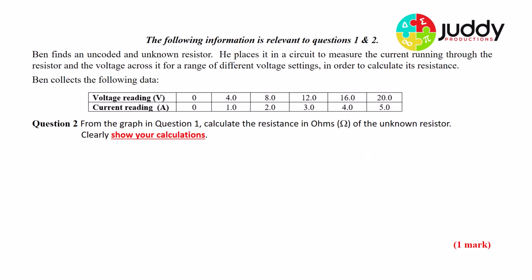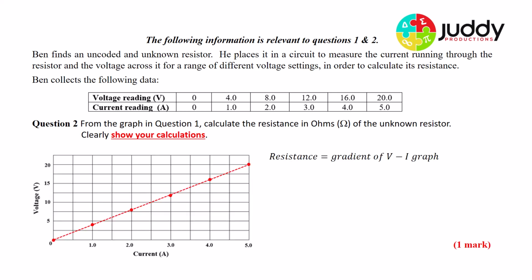Question number 2. From the graph in question 1, calculate the resistance in ohms of the unknown resistor. Clearly show your calculations. So here's our graph. Now the resistance of this ohmic device is equal to the gradient of the VI graph. The gradient is equal to rise over run. So we're looking at how much has our voltage risen from its lowest point of 0 all the way up to its highest point of 20. So that's a rise of 20 volts.